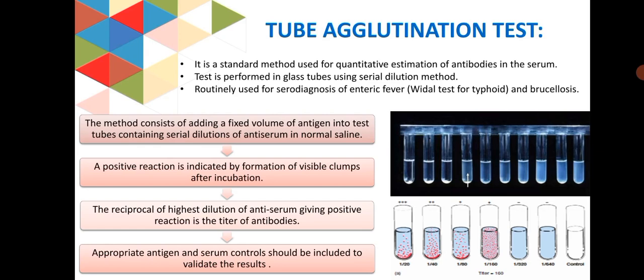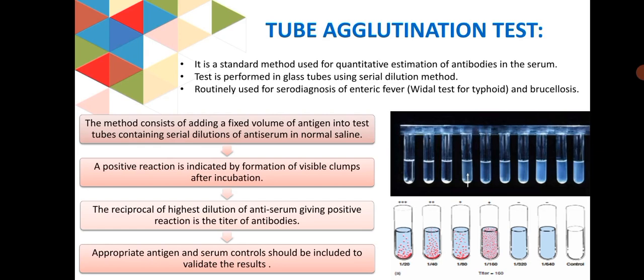Next is the tube agglutination test. It is a standard method used for quantitative estimation of antibodies in the serum. The test is performed in glass tubes using the serial dilution method. It is routinely used for serodiagnosis of enteric fever, that is the Vidal test for typhoid, and brucellosis.